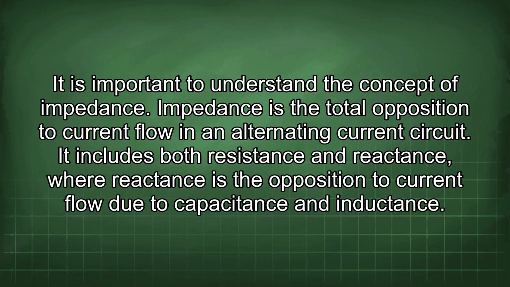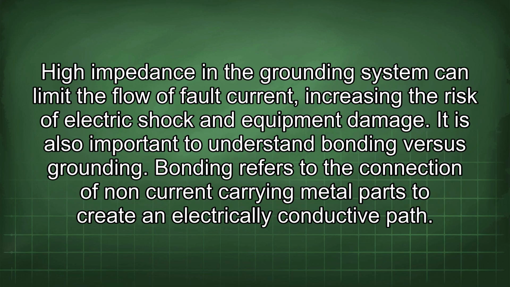It is important to understand the concept of impedance. Impedance is the total opposition to current flow in an alternating current circuit. It includes both resistance and reactance, where reactance is the opposition to current flow due to capacitance and inductance. High impedance in the grounding system can limit the flow of fault current, increasing the risk of electric shock and equipment damage.